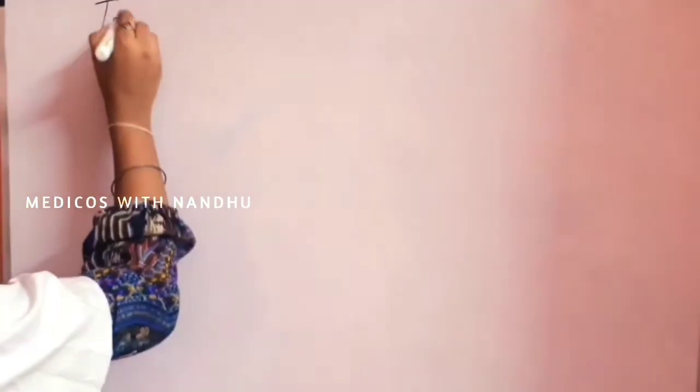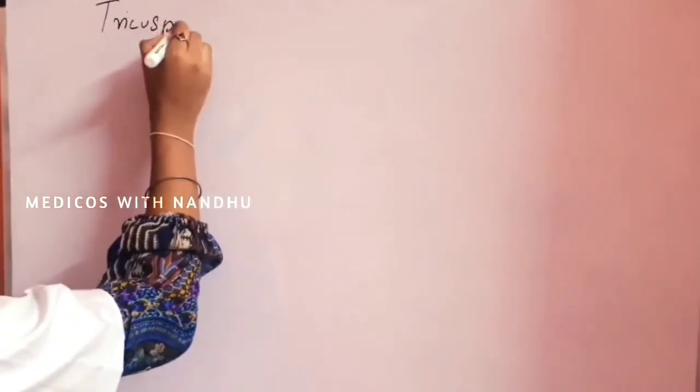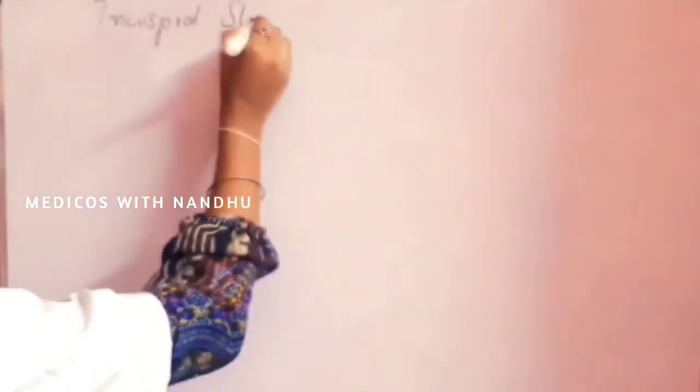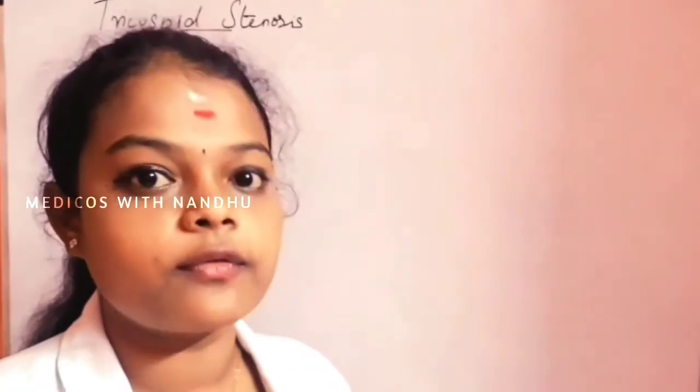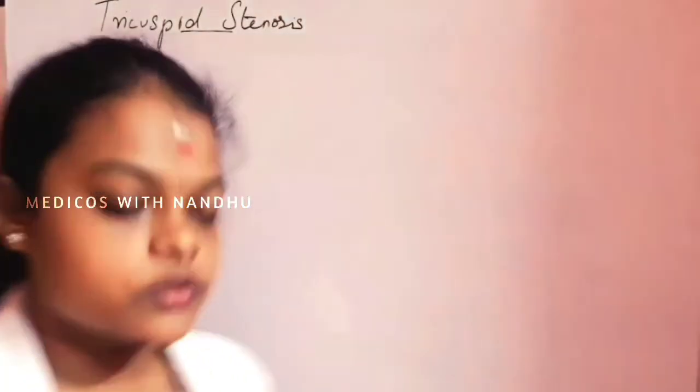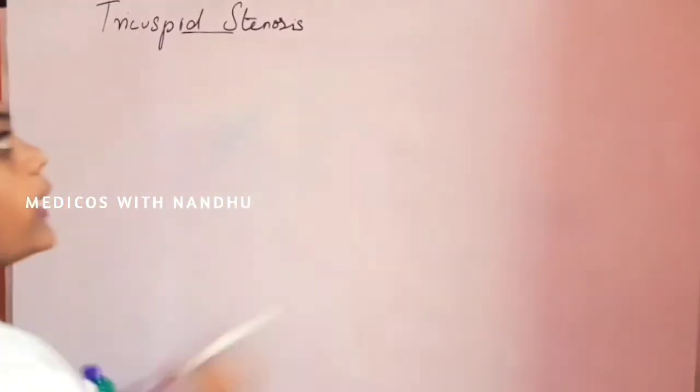Hi friends, in today's class we are going to see about the valvular heart disease known as tricuspid stenosis. I have already told you that stenosis is nothing but fused, thickened and narrowing of the valve, which causes obstruction of normal flow.